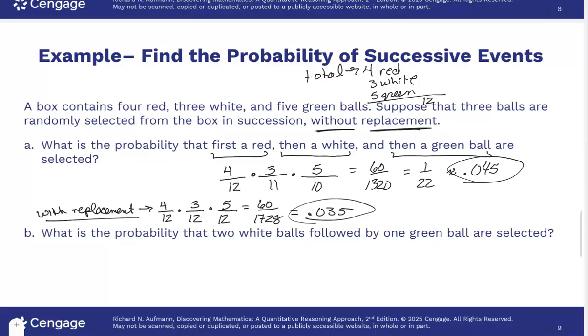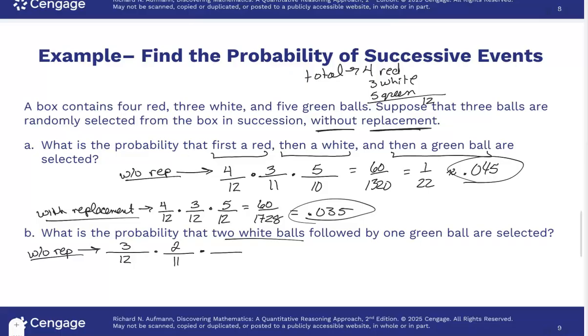So let's look at part B. What's the probability that 2 white balls followed by a green ball are selected? And again, let's do this without replacement. So the probability that the first ball is white, there's 3 out of the 12. Since I'm doing this without replacement, I assume I have picked a white ball. I now have 11 left. And if I pick one out, then that means I only have 2 white ones left that could possibly be selected.